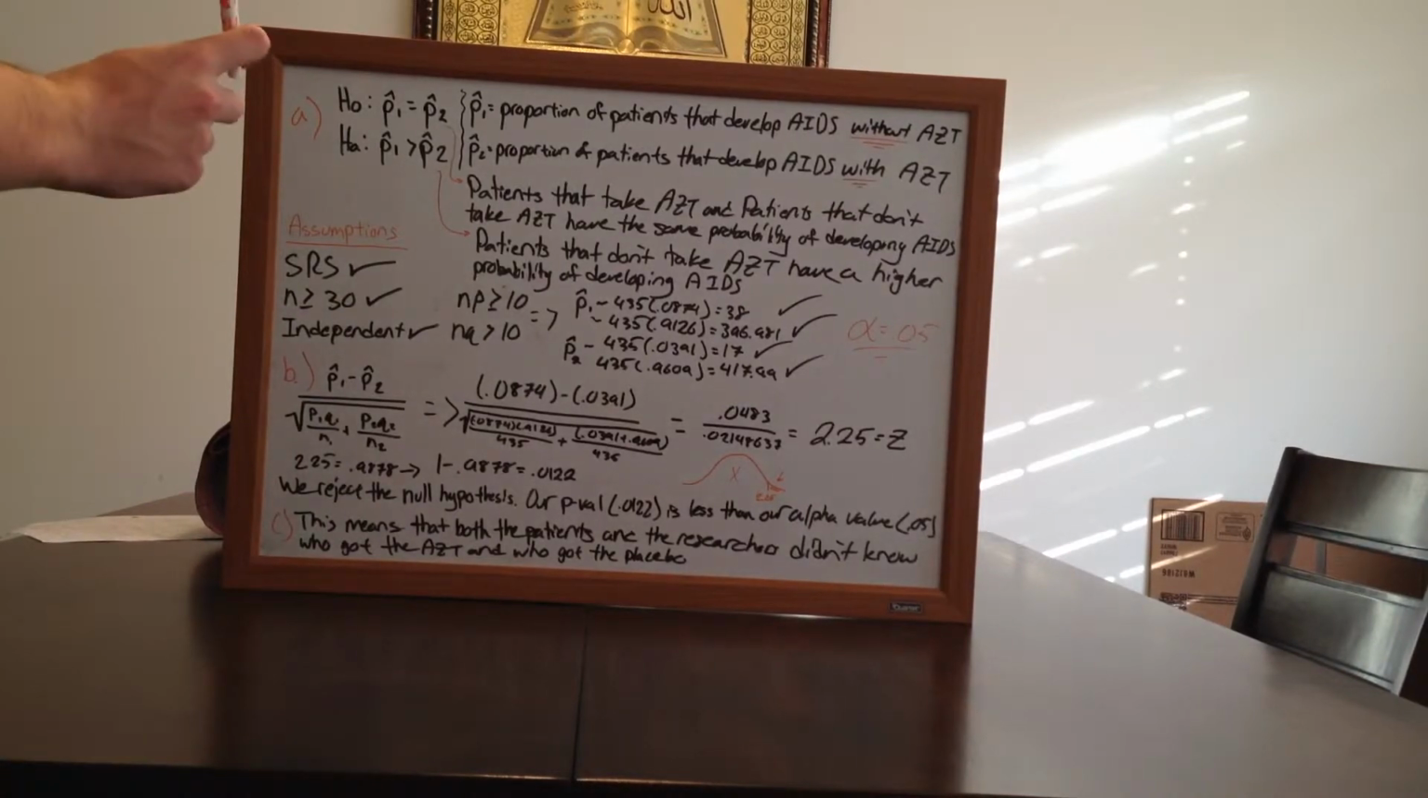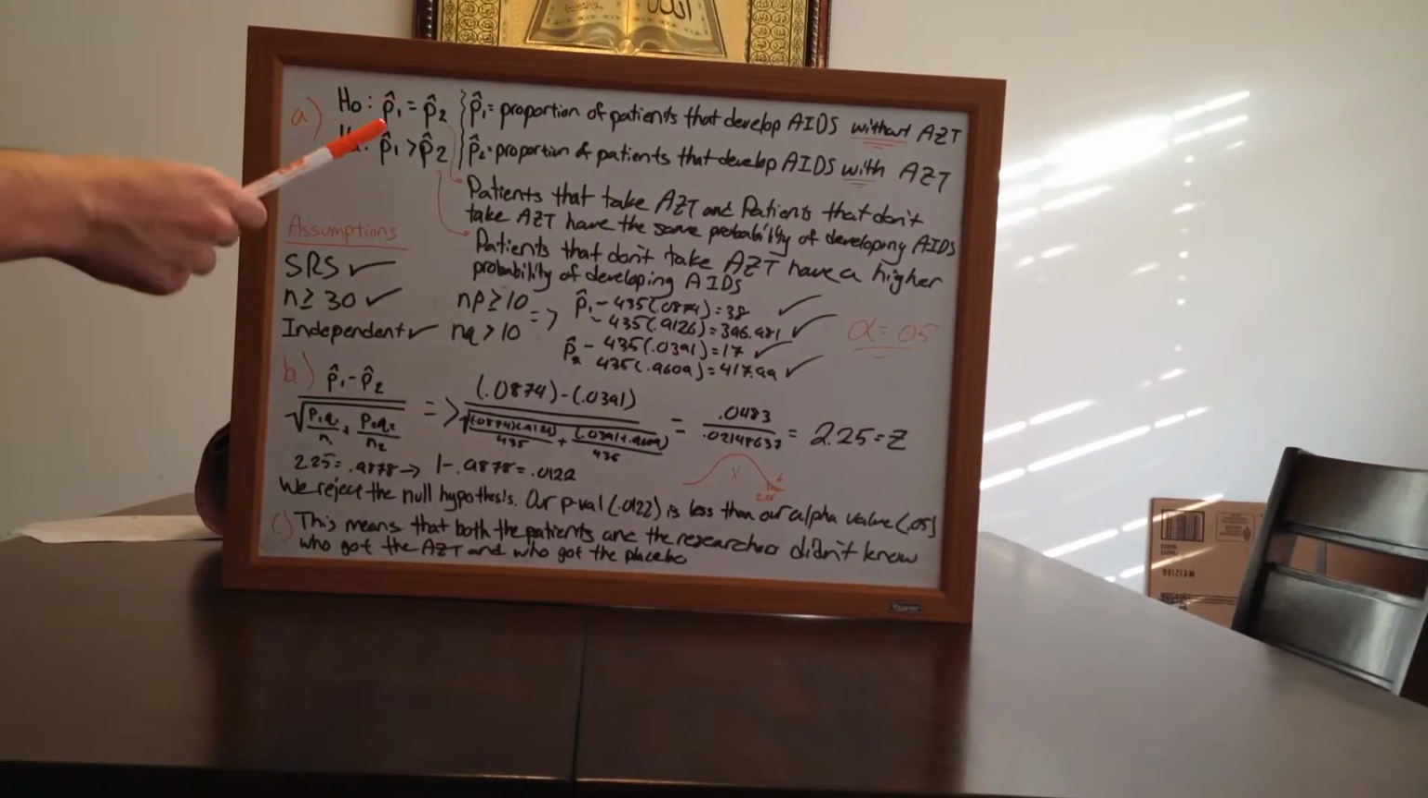So my null is that both the proportions are equal to each other. So people that take AZT and people that don't take AZT have the same probability of developing AIDS. My alternative, however, says that people that don't take the AZT will have a higher probability of developing AIDS compared to the people that do take the AZT.